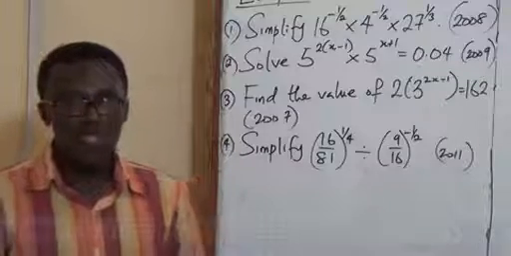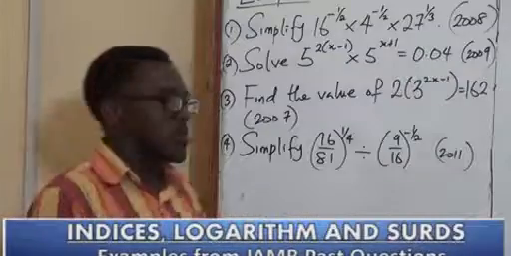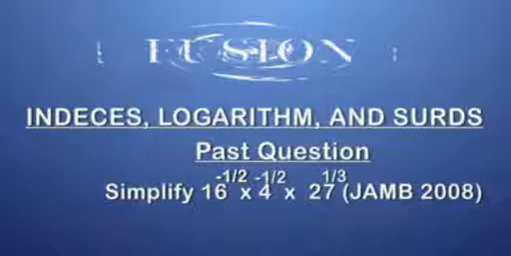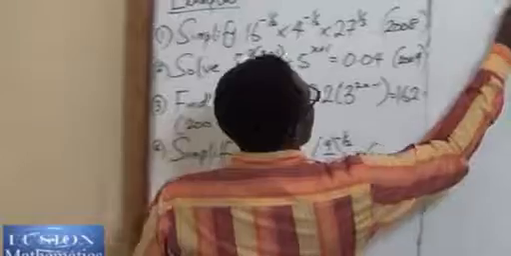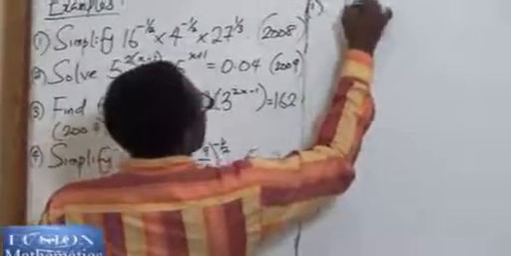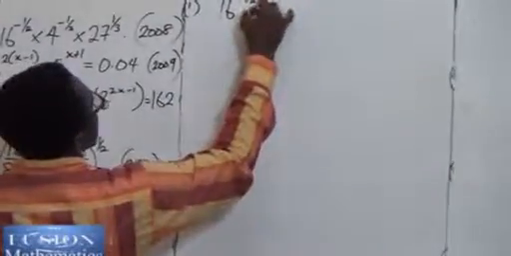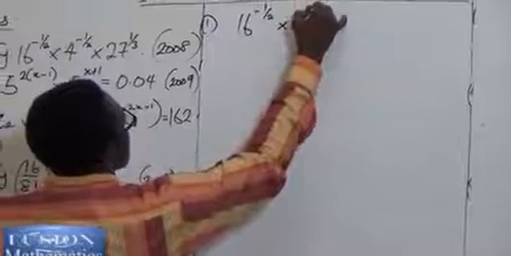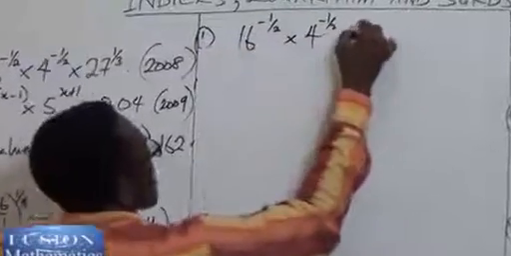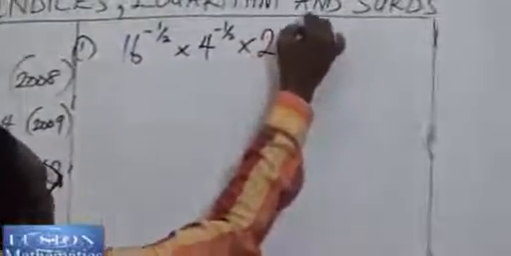Now let's look at some examples from our JAMB past question. The first question, simplify 16 raised to the power minus half times 4 raised to the power minus half times 27 raised to the power 1 over 3, taken from the 2008 past question. So let's take it. 16 raised to the power minus half times 4 raised to the power minus half times 27 raised to the power 1 over 3.